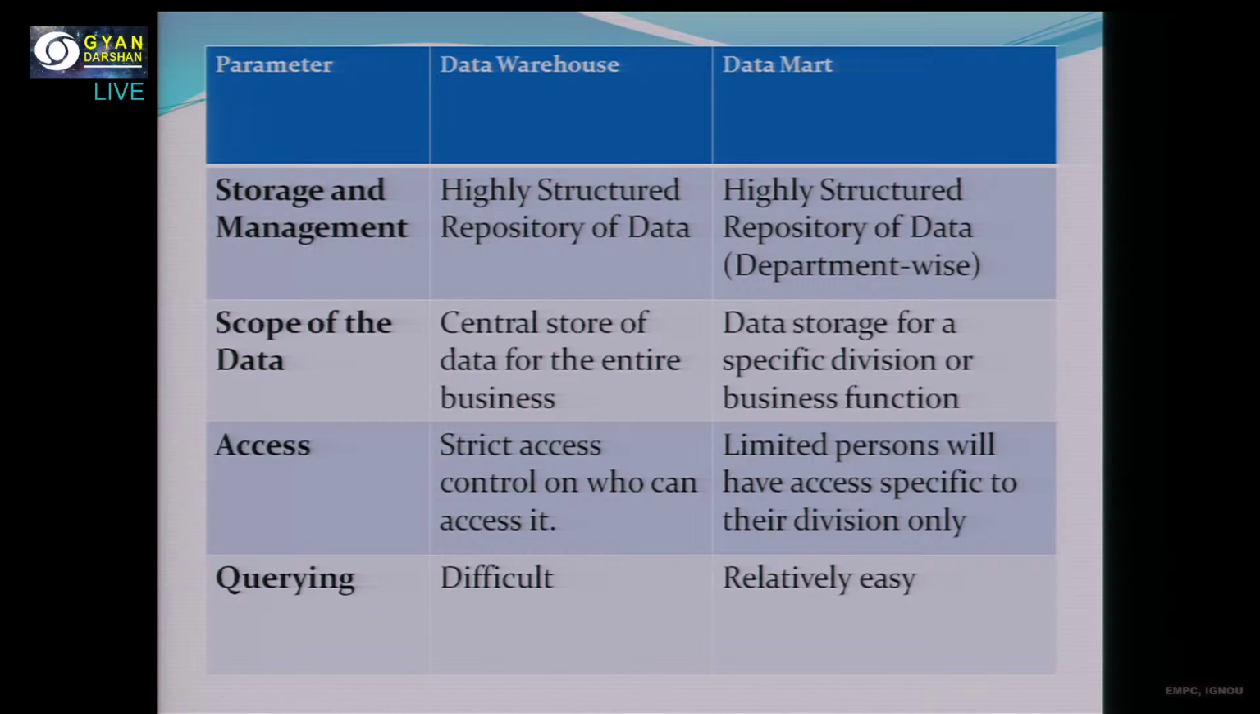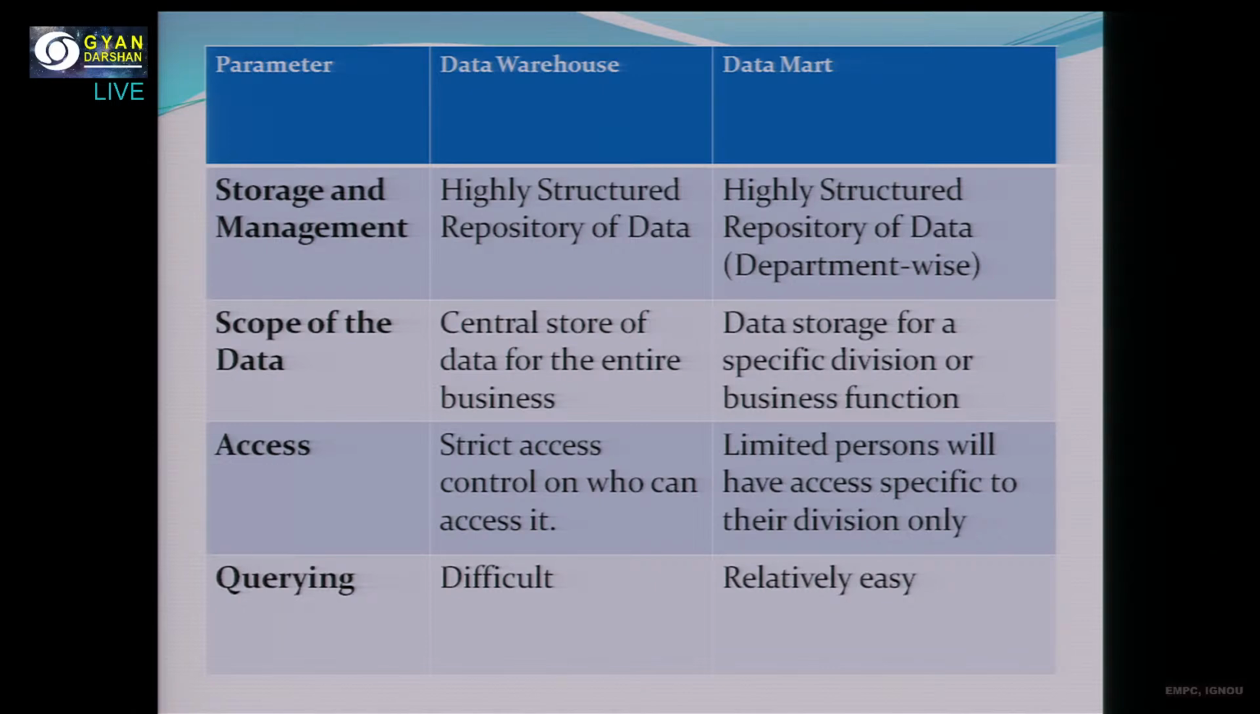So first we take the parameter of storage and management. Highly structured repository of data in case of data warehouses. In case of data marts, these are also highly structured repositories of data. However, only specific department-wise or business function-wise data will be stored. When we come to the parameter called scope of the data, the warehouse is a centralized store of the entire data of the organization. But a data mart consists of the data storage or repository for only a specific division or business function.